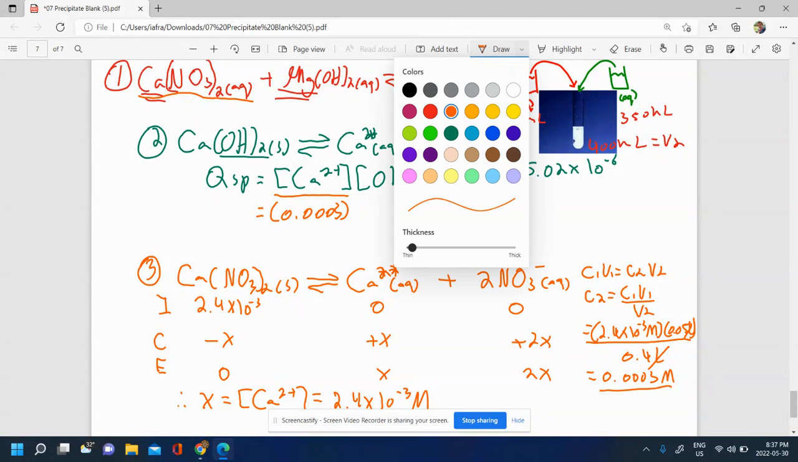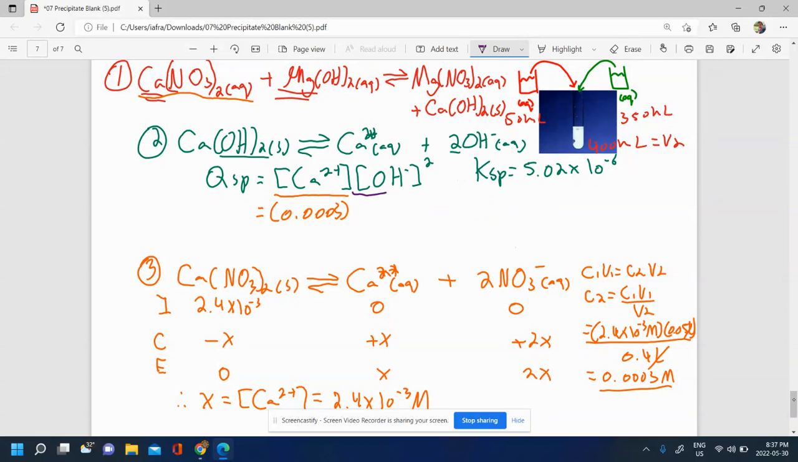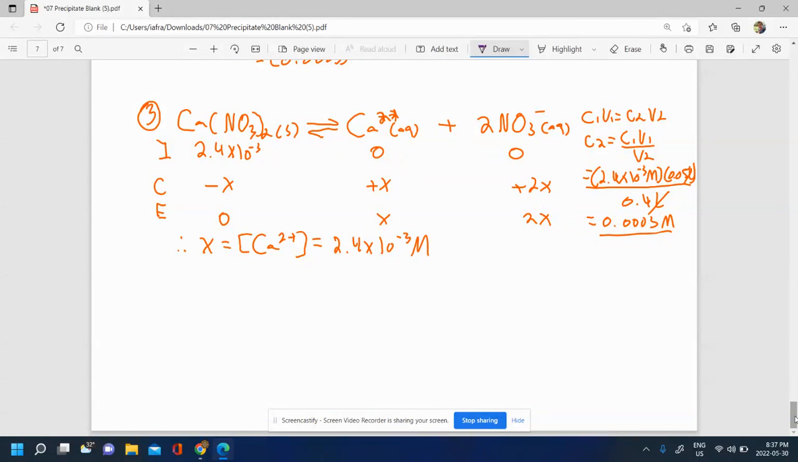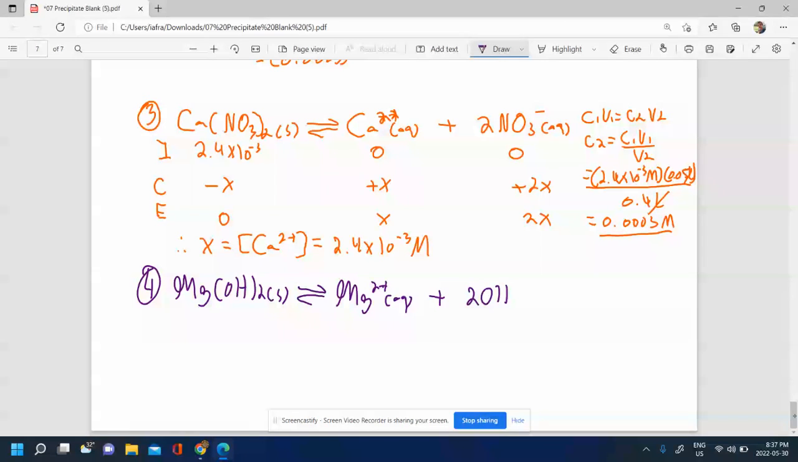So now that we have our calcium, all we have left to determine is our hydroxide. So let's go ahead and make an ice table for magnesium hydroxide, because that's where the hydroxide comes from. So we'll do magnesium hydroxide, solid, make our equilibrium arrows, becomes magnesium 2 plus aqueous, plus, be careful here, 2 hydroxides, because there's 2 hydroxides in magnesium hydroxide.